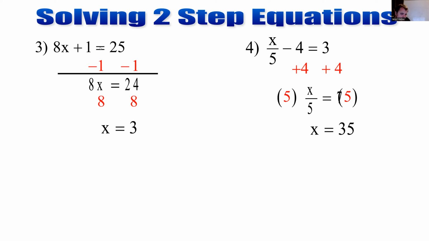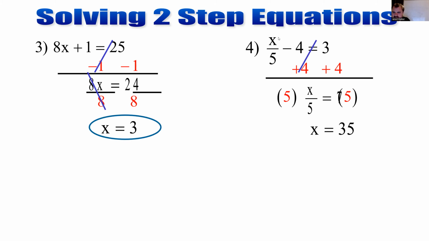Okay, 8x plus 1 equals 25. Subtract 1 from both sides, you have 8x equals 24. Divide by 8 on both sides, you'll have x equals 3. Okay, over here, x over 5 minus 4 equals 3. You have subtracting 4, so add 4 to both sides. So you'll get 7. Again, right here, the alignment is a little off, but you'll have the x over 5 equals 7. And then to undo this 5 on the bottom, you'll multiply by 5, and you'll get x equals 35.